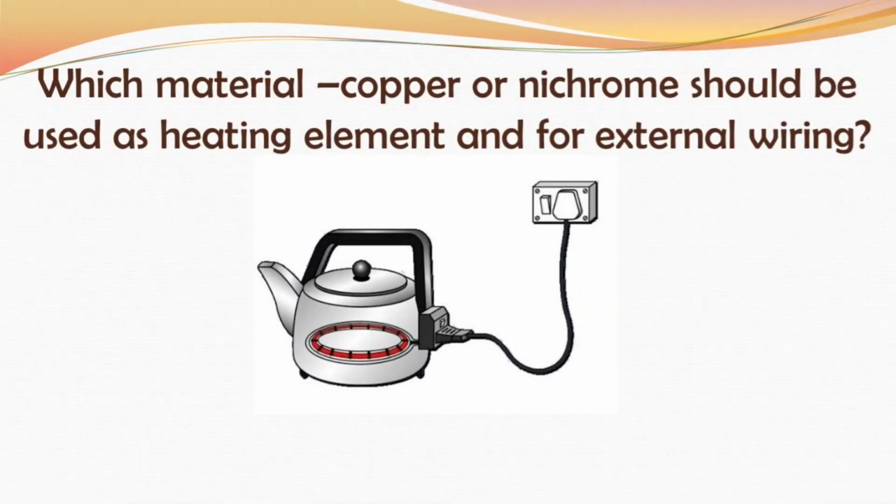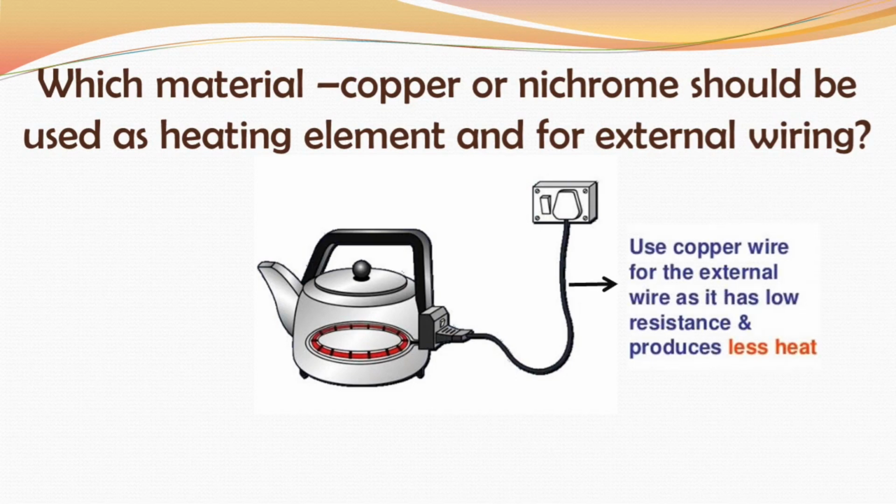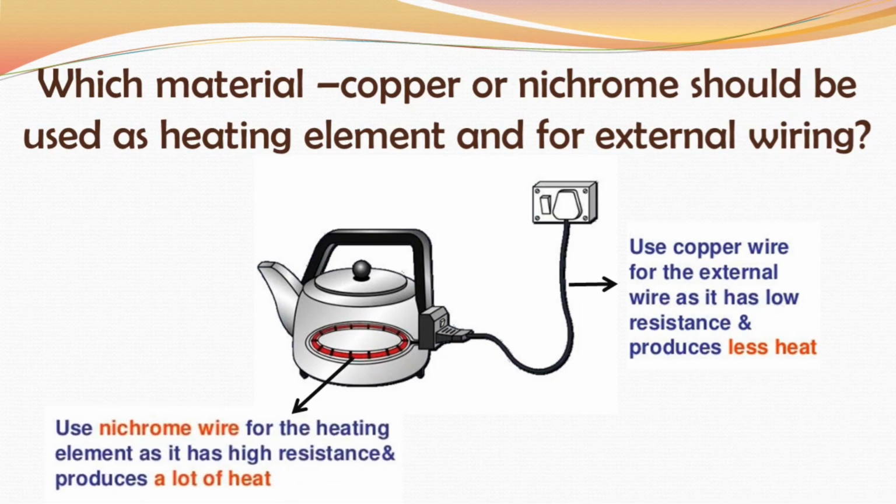Okay, so now let's check your understanding level. Which material, copper or nichrome, should be used as heating element and for external wiring? Copper wire should be used for external wiring because it has low resistance and it produces less heat. The heating element in this kettle should be made up of nichrome because it has high resistance and it produces a lot of heat and it serves the purpose.